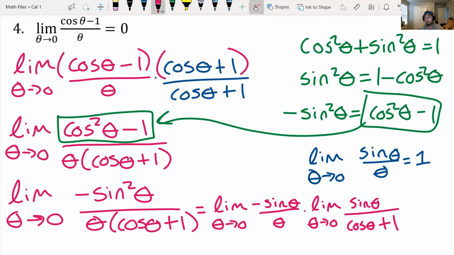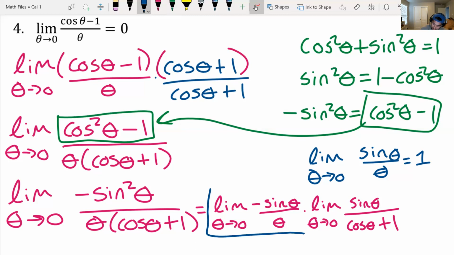Okay. And again, we haven't done anything wrong. I have just split this fraction into two. If I multiply them back, we'd be back at the one you see on the left side. Okay. So now, let's go ahead and look at this.